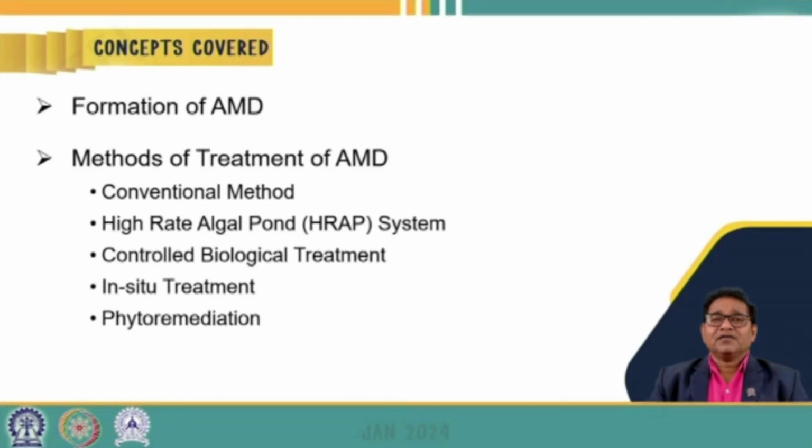acid mine drainage. Then we will also look at the controlled biological treatment system of acid mine drainage, which is basically used for recovery of metals and sulfur from the acid mine drainage. And then we will look at the in situ treatment technology for the prevention of acid mine drainage. And then finally we will look upon the phytoremediation process which is used for the treatment of acid mine drainage.